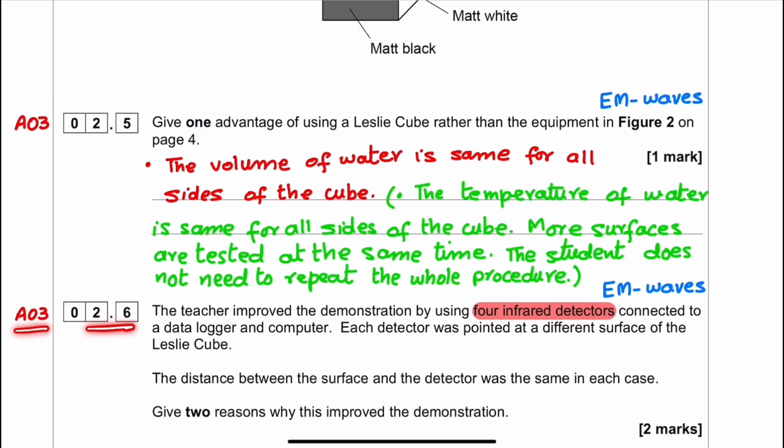2.6 is an AO3 question, and this question is again from the topic of EM waves. The teacher improved the demonstrations by using the 4 infrared detectors connected to a data logger and a computer. Each detector was pointed at a different surface of the Leslie cube. The distance between the surface and the detector was the same in each case. Give 2 reasons why this improved the demonstration.